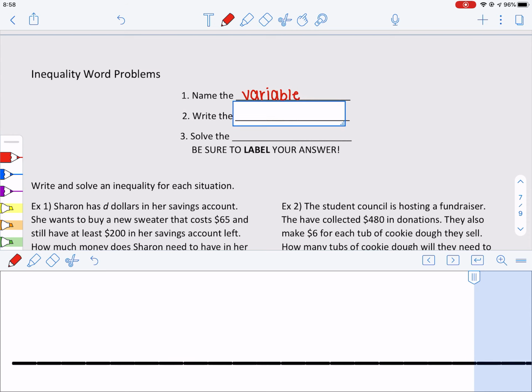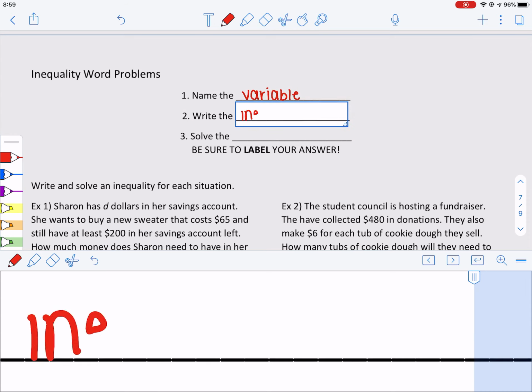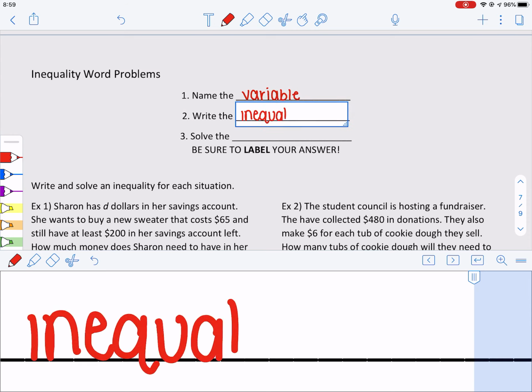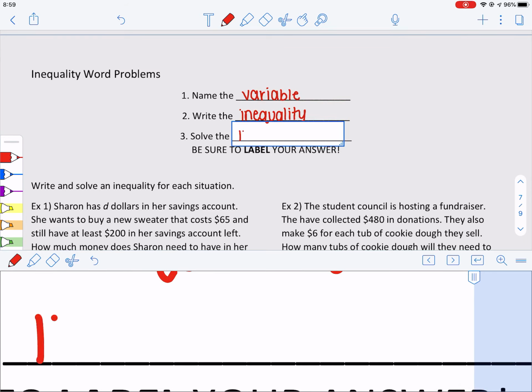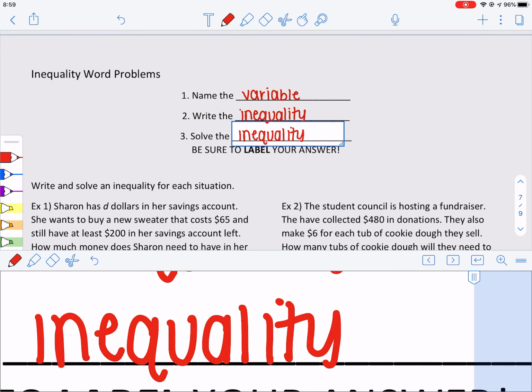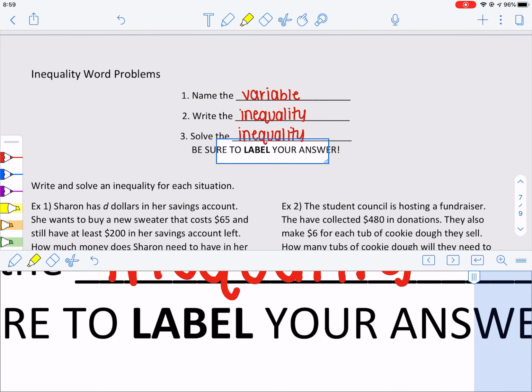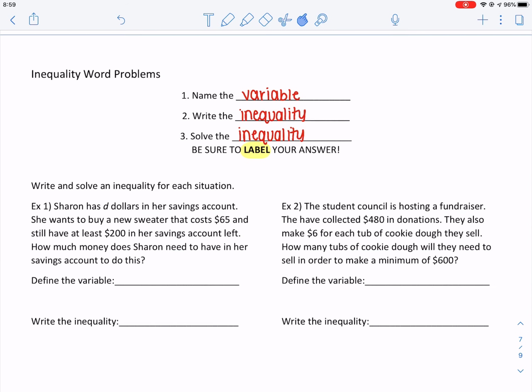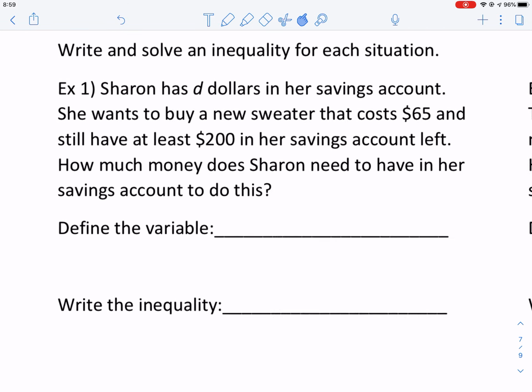Your second step is going to be to write the inequality. And then your final step is going to be to solve the inequality. And we always have to make sure, let's highlight this, that you're labeling your answers. So we name a variable, write an inequality, and then solve that inequality and make sure we label our answer.